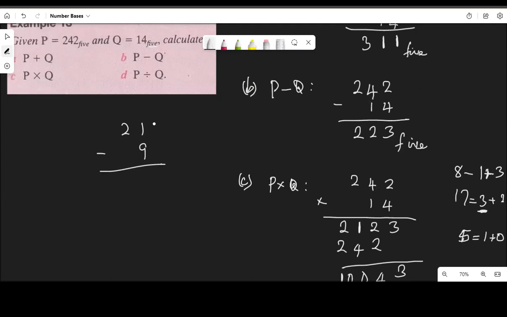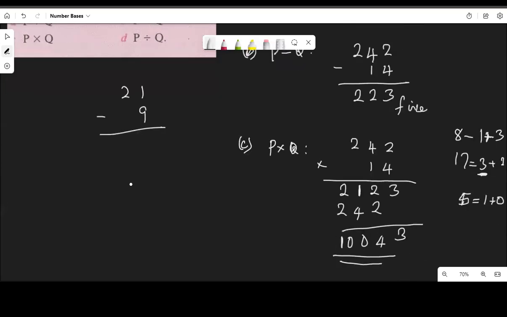Then finally, P divided by Q. For division, the easiest way is to convert all the numbers to base 10. Then do your division in base 10 before you convert back to the required base. So the required base in this case is base 5. So I'm going to convert each of these numbers to base 10 and then do my division in base 10.